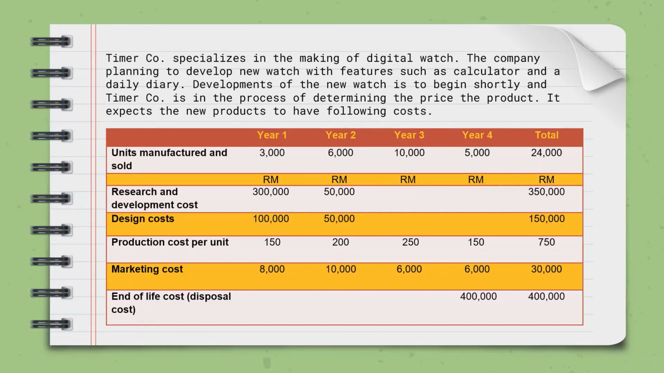Okay, as you can see, the table below shows the figures for the expected cost of the new product from year 1 to year 4. You can see there are units to be manufactured and sold, research and development costs, design costs, production cost per unit, marketing costs, and disposal costs incurred for 4 years. Also, you can see at the end of the column, each item has been totaled for 4 years. Just basically add up all from year 1 to year 4.